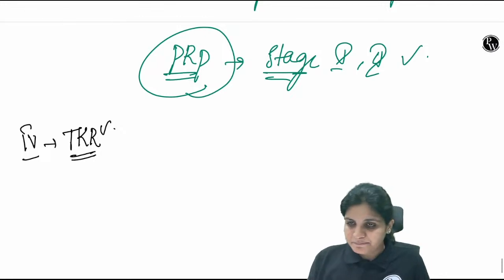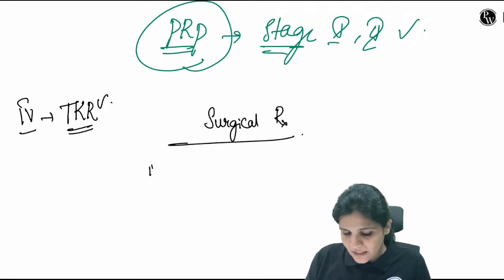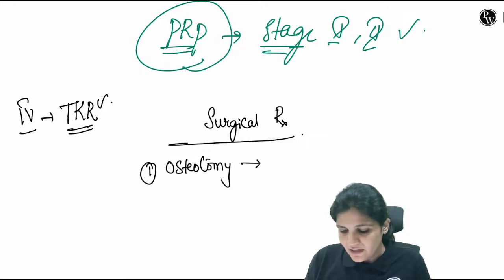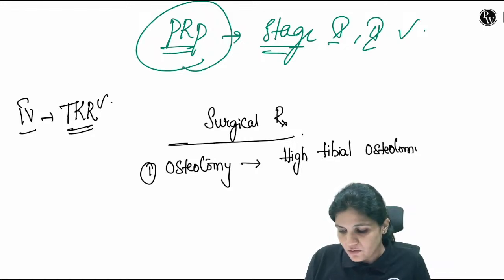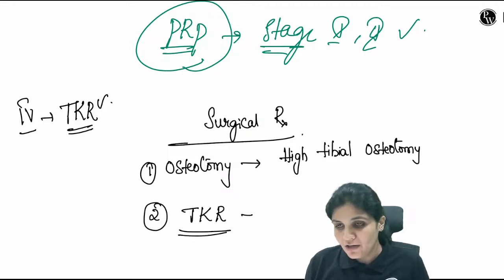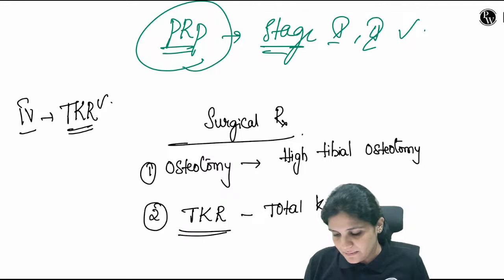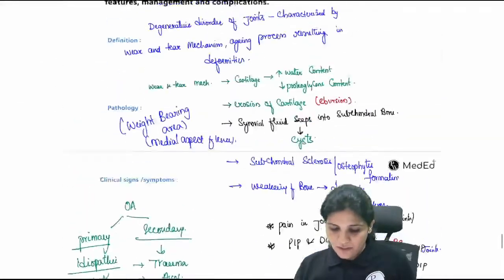Fine. And then what is most important for us is your surgical treatment. So again, there are two types. One is osteotomy. I've told it is about varus deformity, right? So you go for a high tibial osteotomy. Fine, high tibial osteotomy. And finally, the most important, that is your total knee. Very, very important.